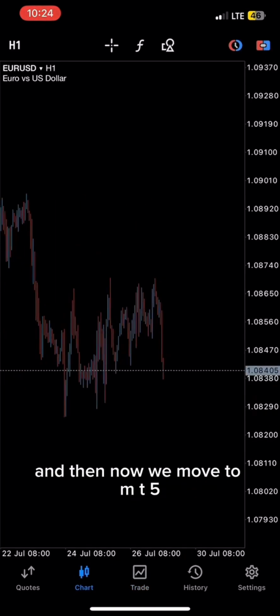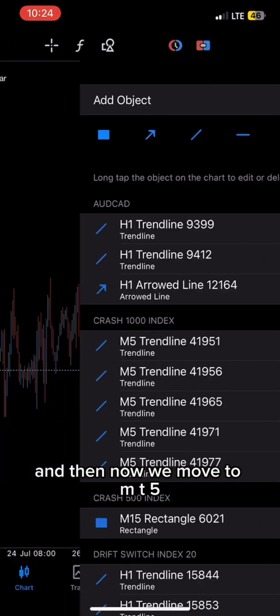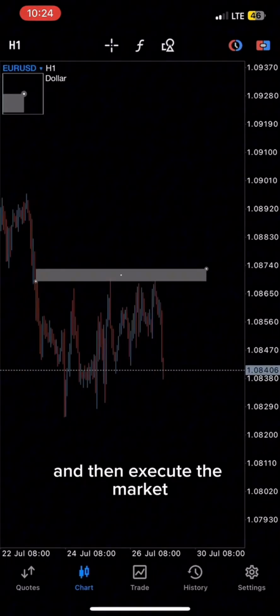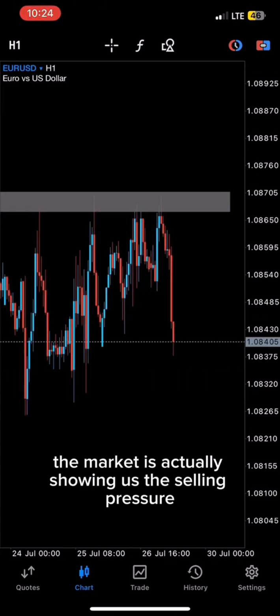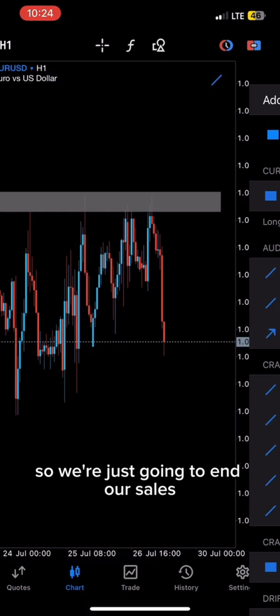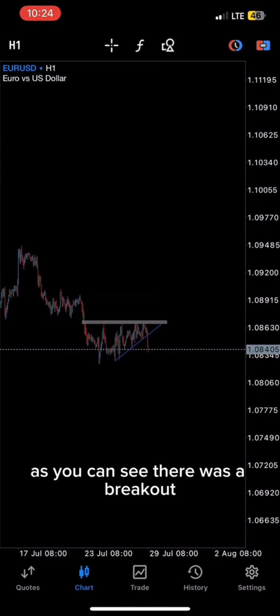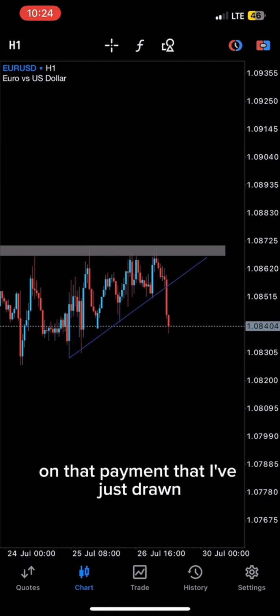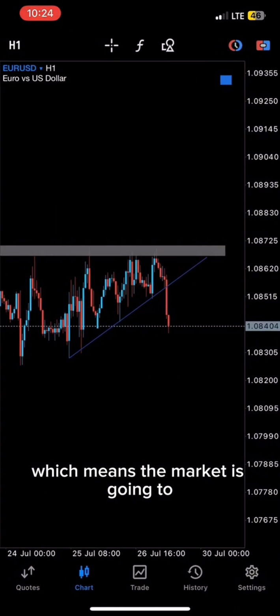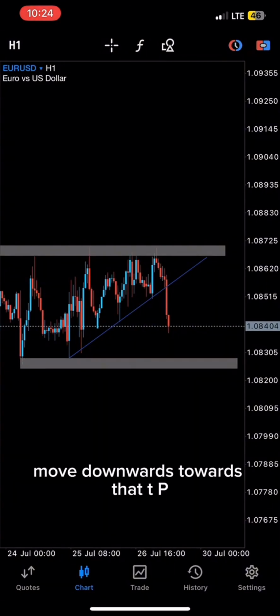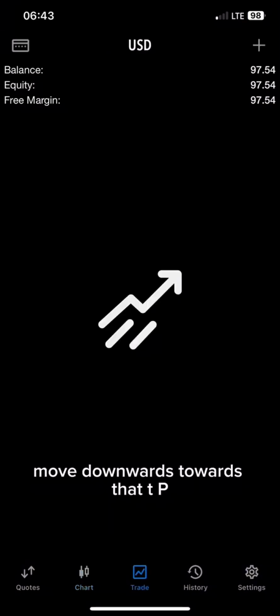Now we move to MT5, and we are just going to draw the lines and then execute the market. The market is actually showing us the selling pressure, so we're just going to enter our sales. As you can see, there was a breakout on that pennant that I've just drawn, which means the market is going to move downwards towards that TP.